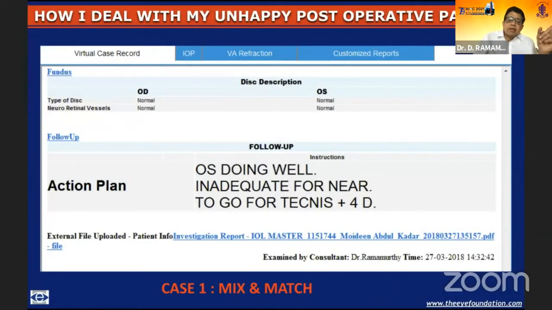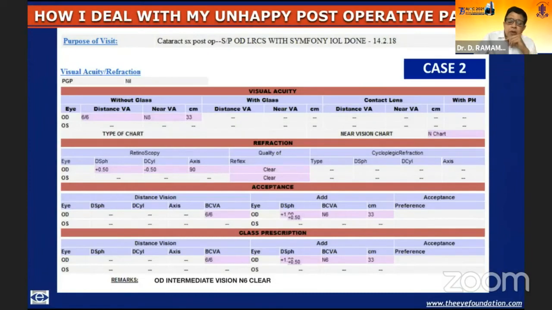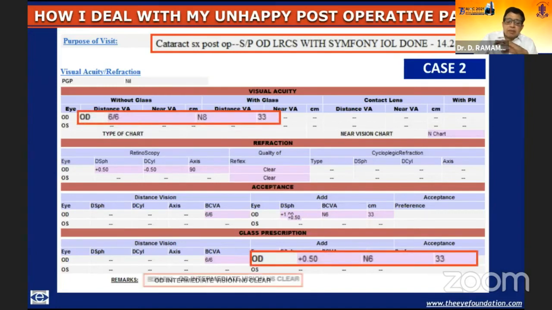So we actually put in a Technis +4 diopter in the other eye. Bilaterally implanted, the patient was quite happy. Going on to another scenario where this patient just required a +0.5 diopters as far as near vision was concerned.